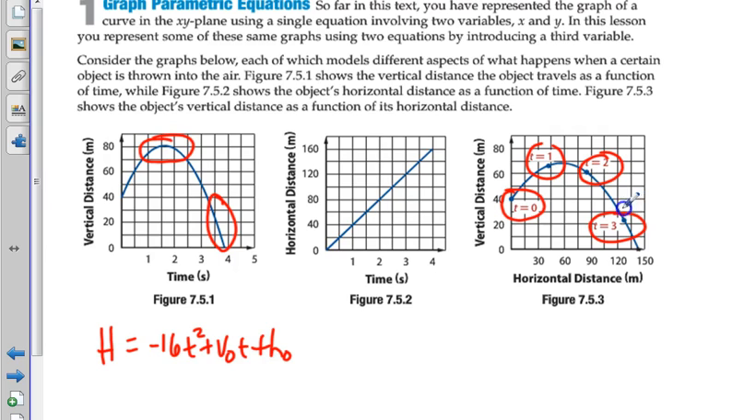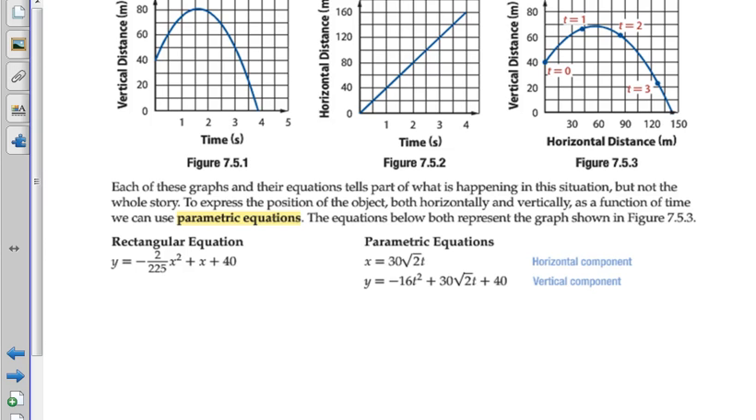Does it clear a fence that's 20 feet away? Whatever. So that's where we're going with this stuff.